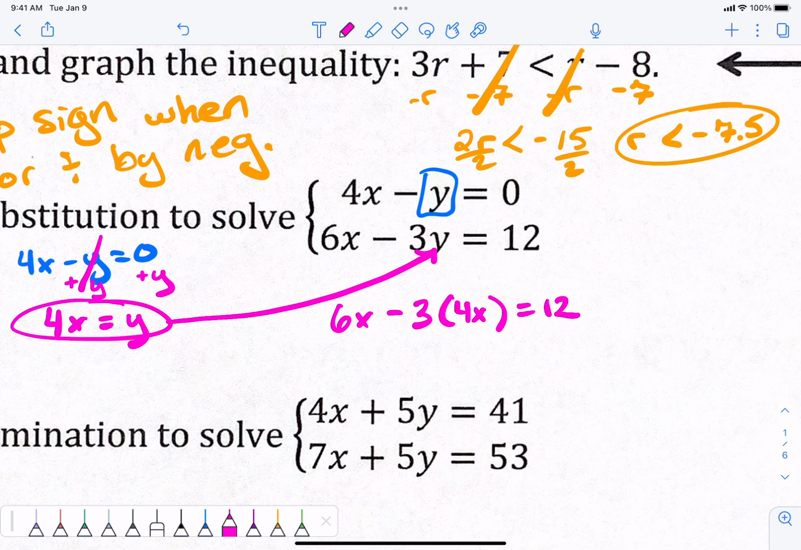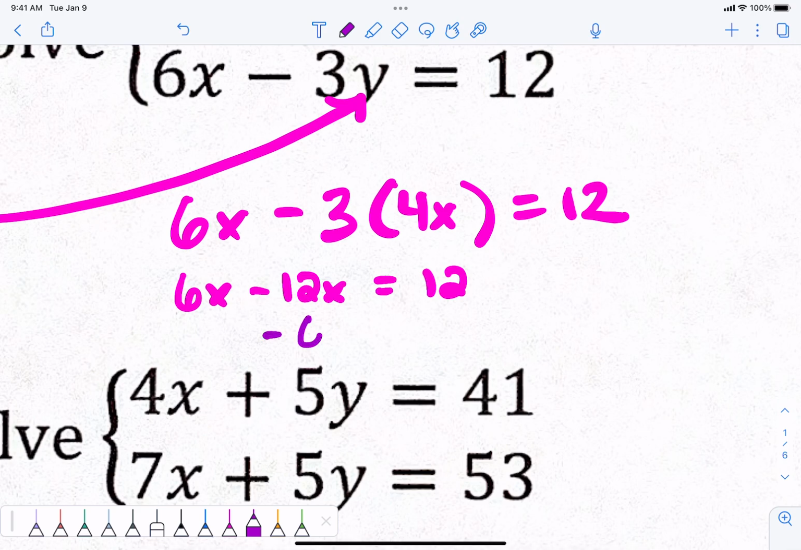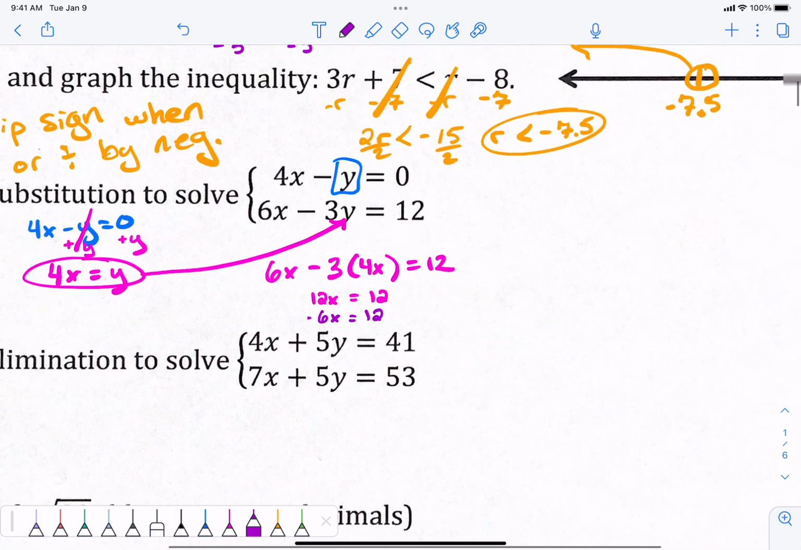Do we see what's going on here? Do we remember this? Is this okay? All right, so 6x minus 12x equals 12. And then I combine stuff. 6x minus 12x is negative 6x equals 12. And x will end up being like negative 2. Something of that nature, right? Okay, now I need to also solve for y though.